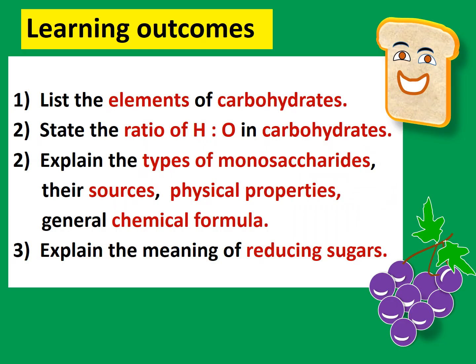The learning outcomes or objectives are as follows. After this lesson, you should be able to list the elements of carbohydrates, state the ratio of hydrogen to oxygen in carbohydrates, explain the types of monosaccharides, their sources, physical properties, and general chemical formula, and explain the meaning of reducing sugars.